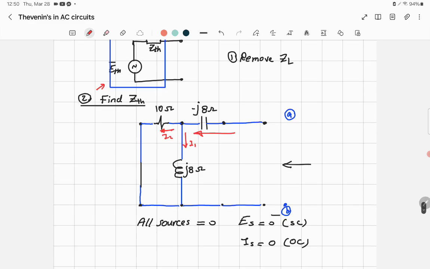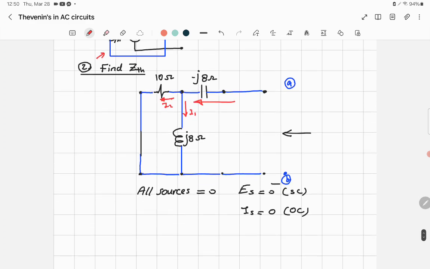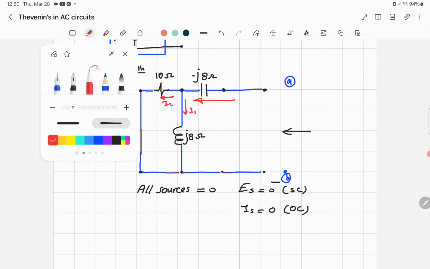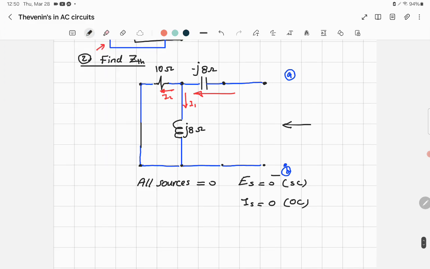So whatever connects to I1 and I2, they are connected in parallel, and then in series with minus J8. So you can say that Z Thevenin, according to this circuit, is 10 ohm in parallel with J8, and the whole thing will be in series, meaning you are adding with the capacitor.